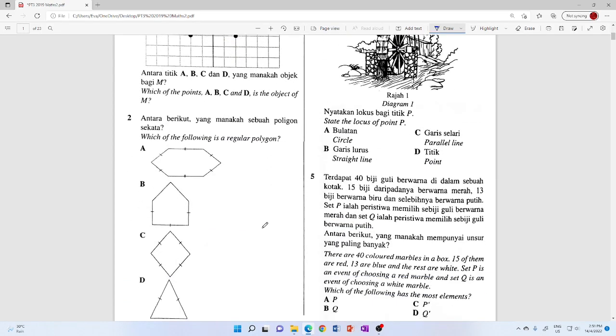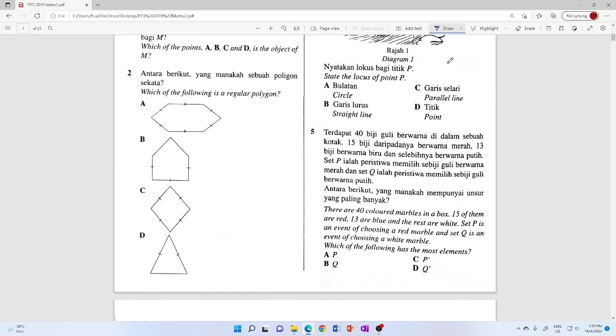Okay, question 2. Which of the following is a regular polygon? What is meant by regular polygon? Meaning that the polygon that has all the same sides. All the same sides. So this should be C.